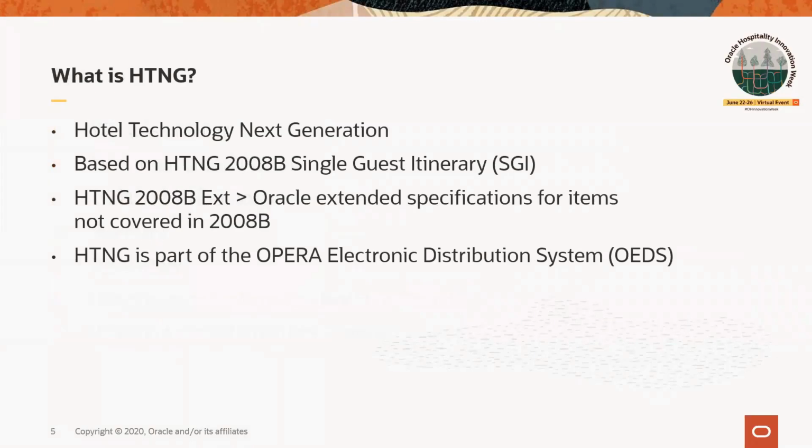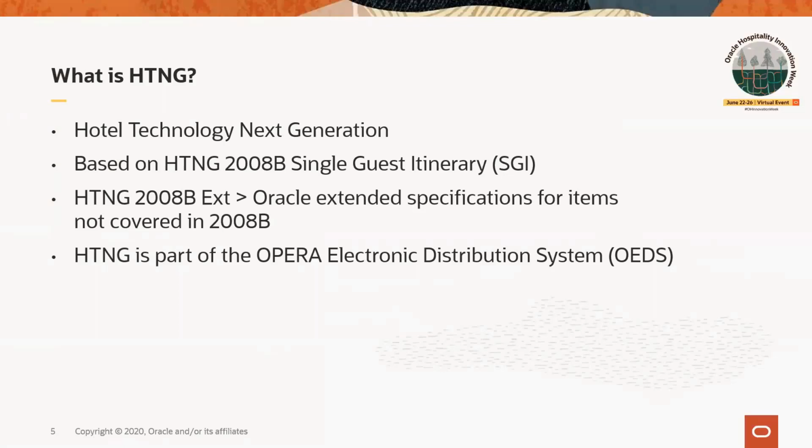So what exactly is HTNG? Well, it stands for Hotel Technology Next Generation. It is based on the HTNG 2008B Single Guest Itinerary, or SGI, specifications. Additionally, Oracle has extended these with the HTNG 2008B extensions for items that were not covered in the original HTNG 2008B specs. Please note, the HTNG 2008B and 2008B extensions may be used in the same integration.